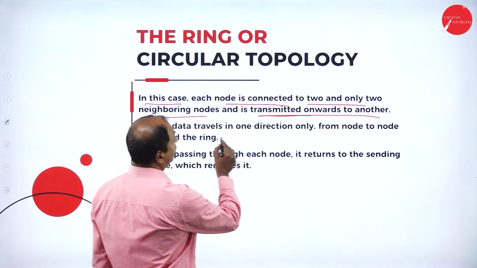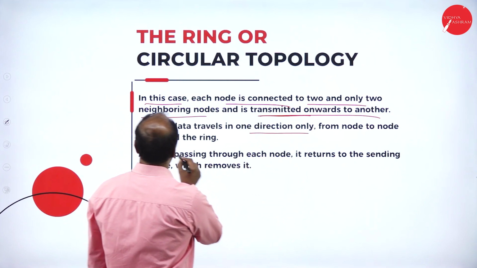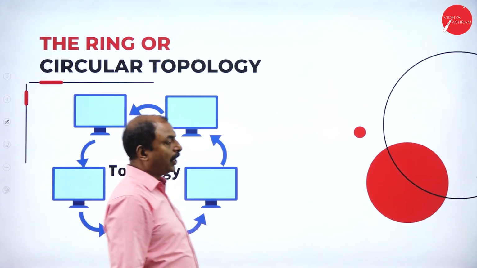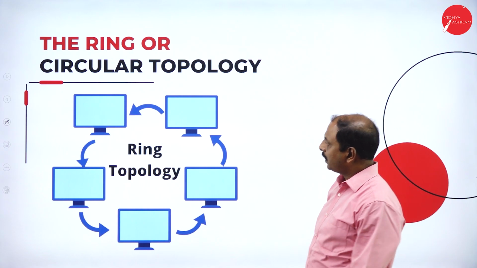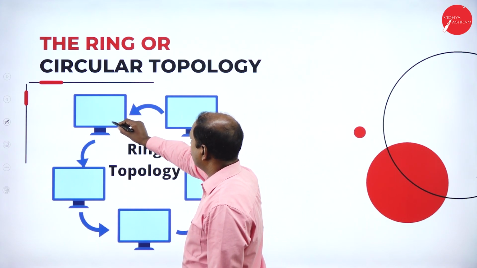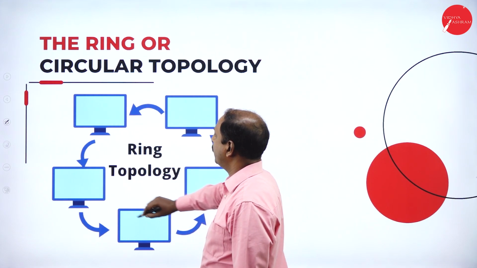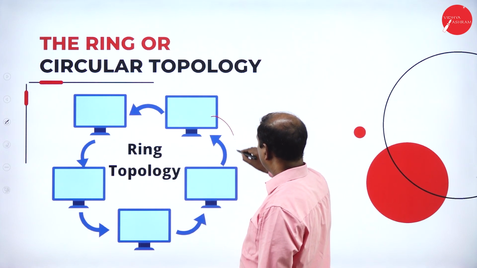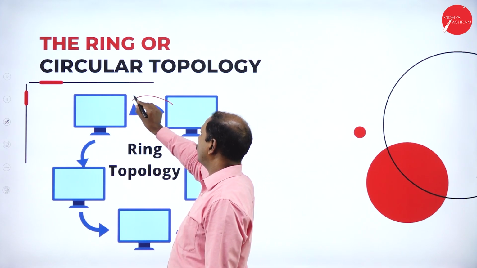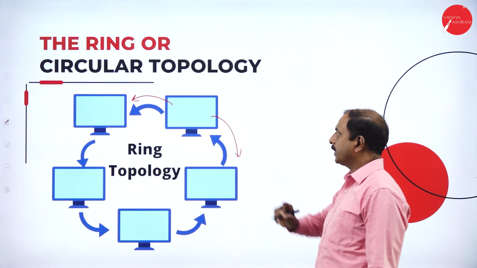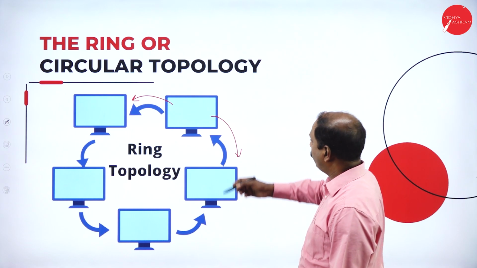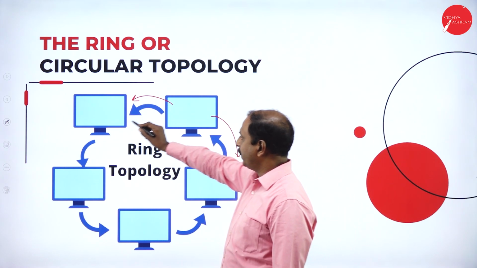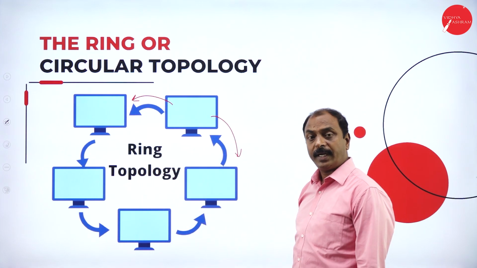Here, the data travels in one direction only, from node to node around the ring. You can imagine the diagram here, how the ring topology looks. Here one computer, other computers are different nodes, and each node is connected to the next node as well as the previous node only. There are two connectors, one for the previous node and one for the next node. So data travels in one direction across the network.